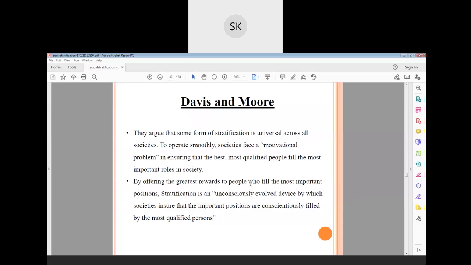This unconsciously evolved device ensures the most important positions are filled by the most qualified persons. If you have a good public speaking skill, they may use you as a speaker for their canvassing. Because you have a BBA or MBA degree, you thought of becoming a manager, HR manager or finance manager, but when people are attracted by your speech, they may use you as a vote canvasser. After you canvass votes, if they win, you will be involved in the political system. We don't know what we will be given, but because of this you will be occupying a good position in society.